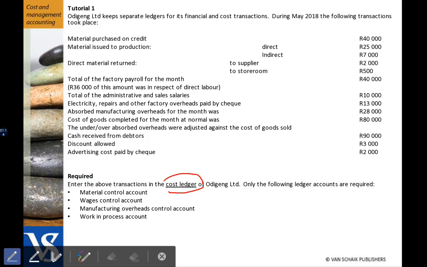Now we are going to focus only on the cost ledgers. And understandably so, because if you look again at the heading, you were told that this company keeps separate ledgers for its financial and cost transactions. So we'll focus on the cost side of doing things, and we only record the cost transactions, not the financial side. So we'll focus on the transactions that affect the cost side. That's what we're going to do when we do our recording.